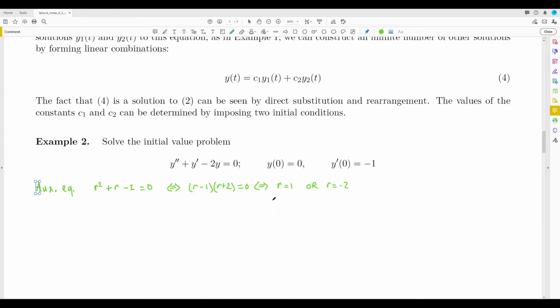And again, that gives us two solutions, right? y1 of t is e to the power t, and y2 of t equals e to the power negative 2t. The general solution then is the following: y of t is c1 times y1 of t plus c2 times y2 of t.